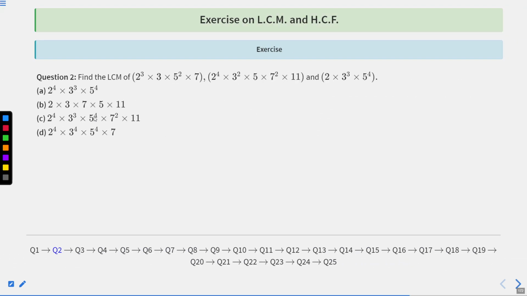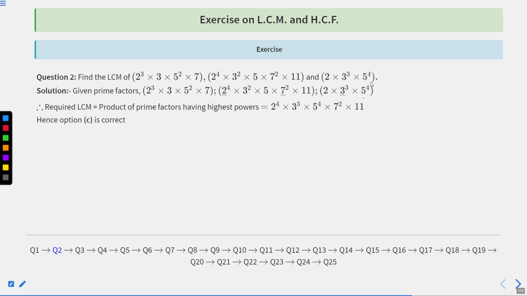Question number 2. Find the LCM of 2 cube into 3 into 5 square into 7, 2 to the power 4 into 3 square into 5 into 7 square into 11, and 2 into 3 to the power 3 into 5 to the power 4. So we have three numbers and their prime factorization is given. We have to find their LCM. The required LCM is the product of prime factors having highest power. Choose the highest power of each prime from each of the numbers.